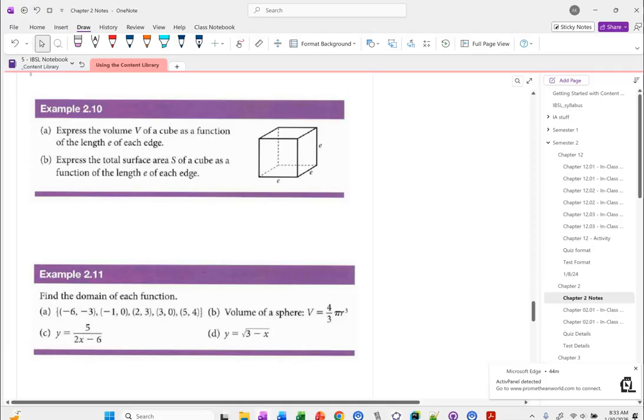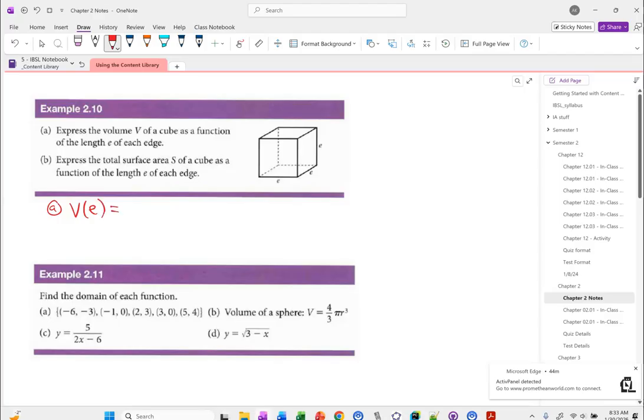Express the volume of the cube as a function of the length of each side. So I'm asking for a function of volume in terms of E, so I'm going to write V of E equals E cubed, right? The volume formula for a rectangular prism is length times width times height. The length, width, and height of this cube are all E.